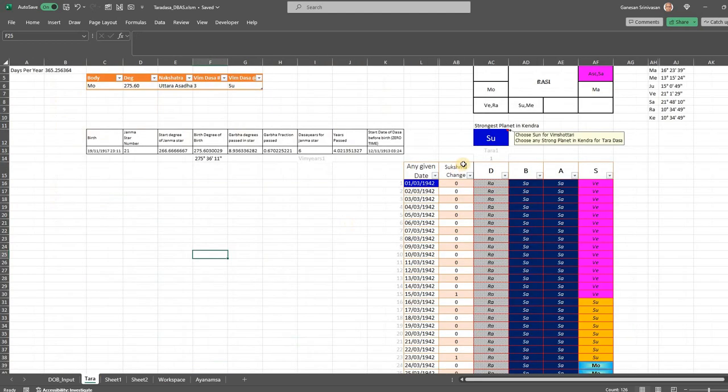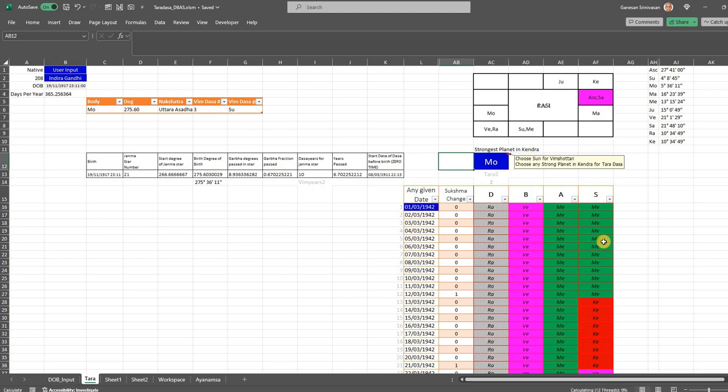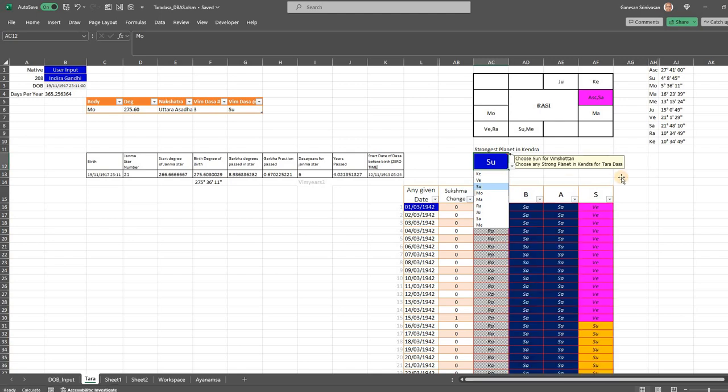Here we have worked out that if you identify in a chart the strongest planet in Kendra, and choose that, suppose you choose Moon here, then you work out the Tara Dasha based upon Moon being the Lord of Kritika Nakshatra. I will tell you how it works out. It is just similar to Vimshottari. If you want Vimshottari, just choose Surya here. If Surya happens to be the Lord of Kritika, it becomes the Vimshottari Dasha. So Vimshottari, Tara Dasha, Sarpa.